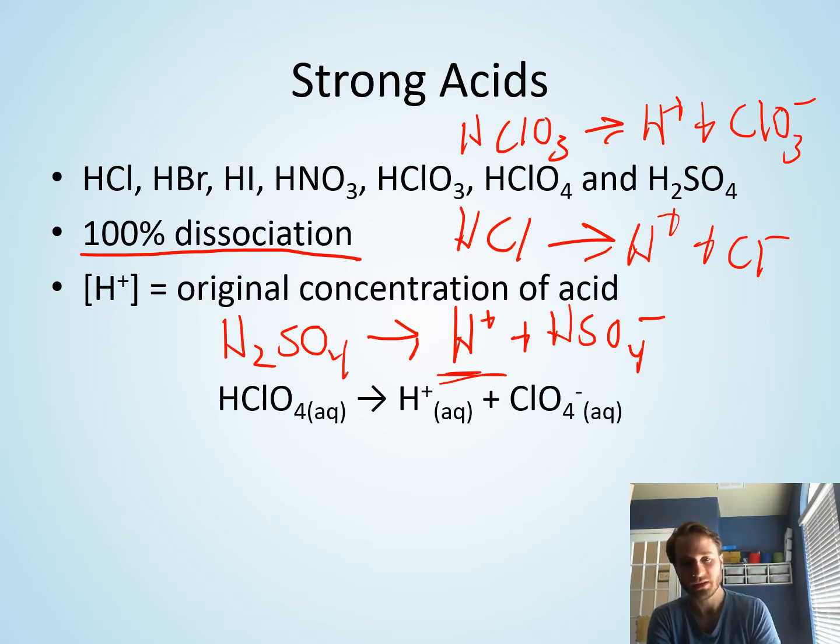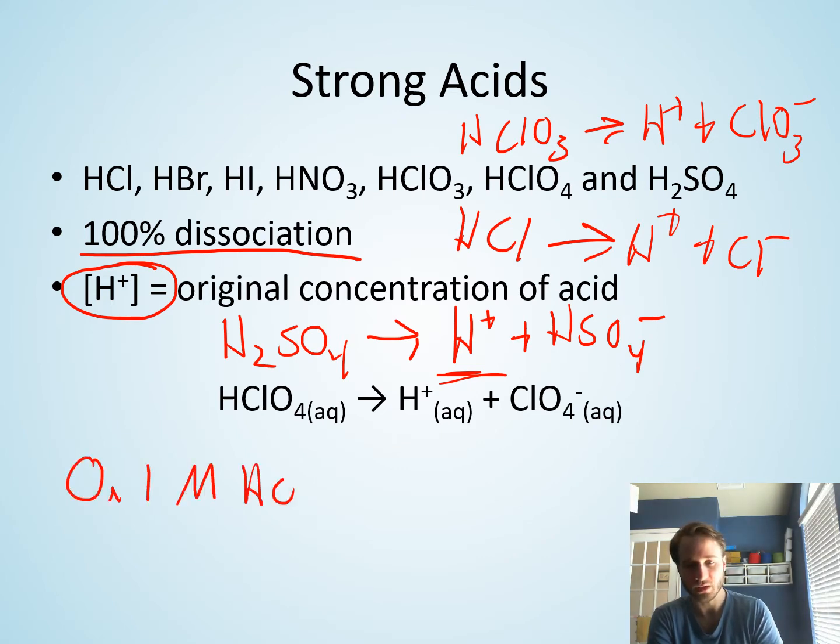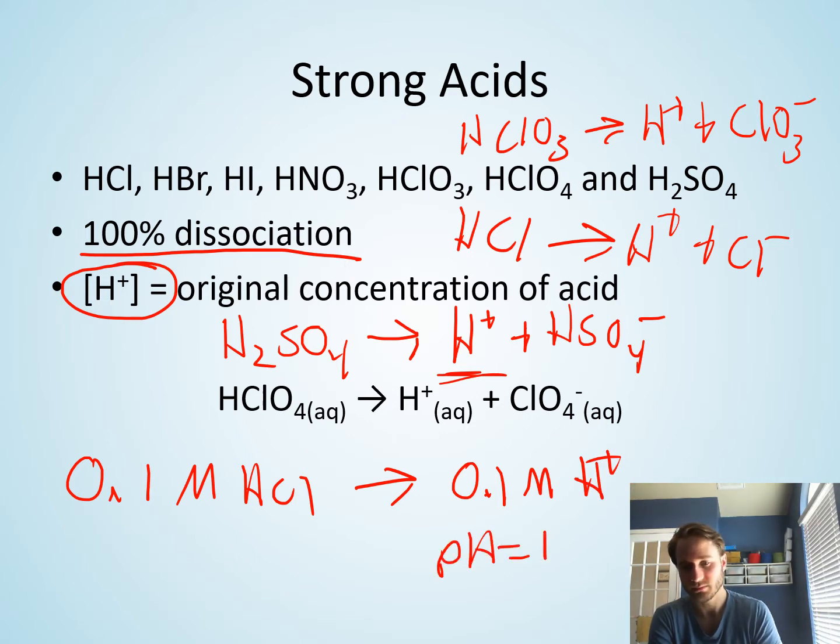But again, 100% dissociation means the concentration of H+ ions in the solution is just equal to the concentration of your acid. So if I have a solution of 0.1 molar HCl, that tells me I have a solution of 0.1 molar H+ ions, which has a pH equal to 1. That's only true for strong acids, that they fully break apart, and the concentration of hydrogen ions is just equal to the concentration of acid.